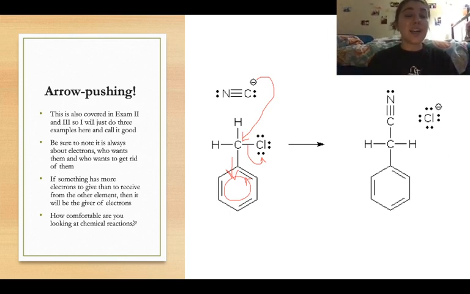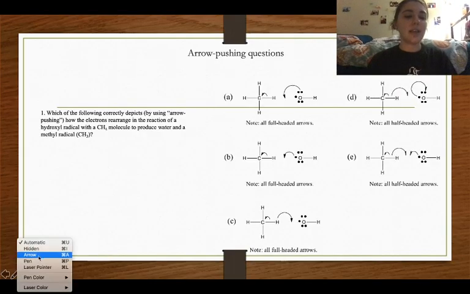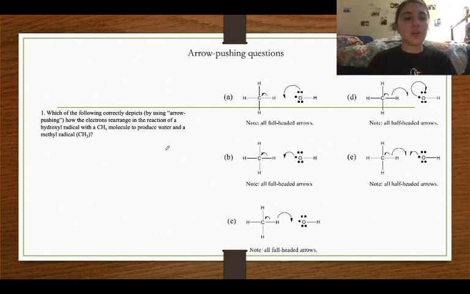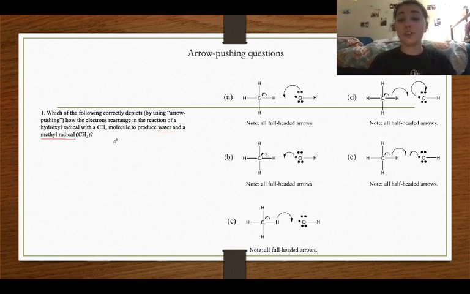And then the other thing I want to ask is how comfortable are you looking at something like this? So when it asks you, this is again on part A, and that's because they all kind of come up, it's reading language. So it says how the electrons arrange in the reaction of a hydroxyl radical to produce water and a methyl radical. So if it's producing water, well, water is H2O. And I know that means that whatever is happening better give me 2 H's and an O. So all of these seem to be doing that. This oxygen is getting a hydrogen. Cool.